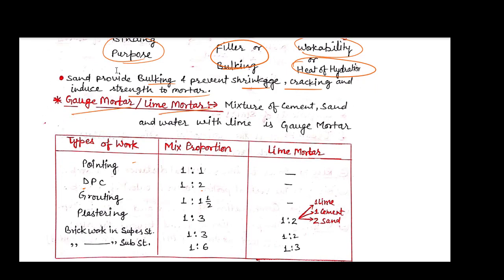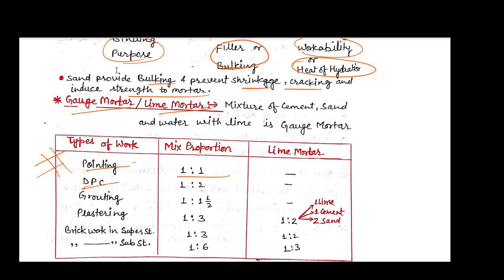There are different types of works in which these mortars are used. A table is given here, so you should go through this table. First is pointing work. Pointing is used in the plastering work for the interior works. Here the mix proportion is 1:1. The proportion means 1 part cement and 1 part sand.